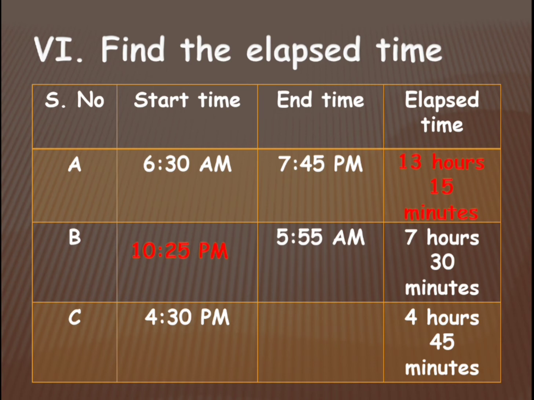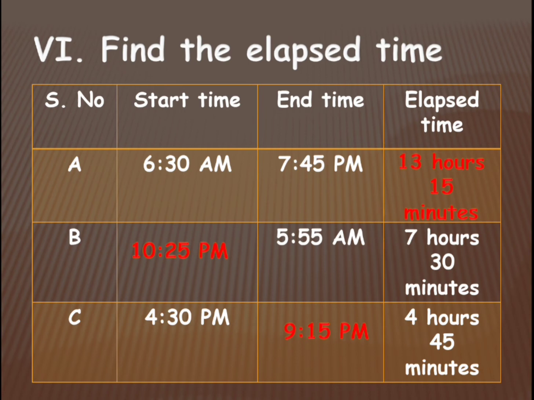4:30, 5:30, 6:30, 7:30, 8:30. So 8:30. 45 minutes more you need to add to 8:30. Then that becomes 9:15. Why? In 45 minutes, if you take out 30 and add to 8:30, that becomes 9. 15 more minutes are there. So if you add it, it becomes 9:15 p.m. Okay. So in this way, you have to find the elapsed time.